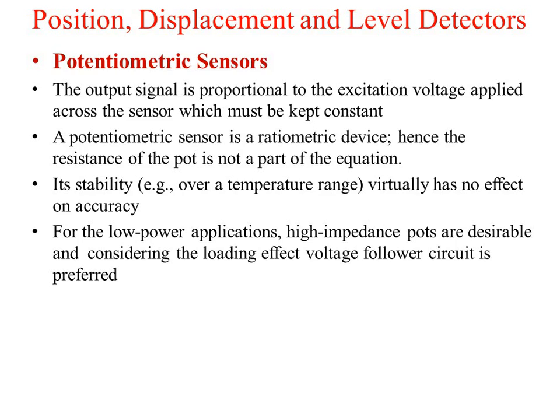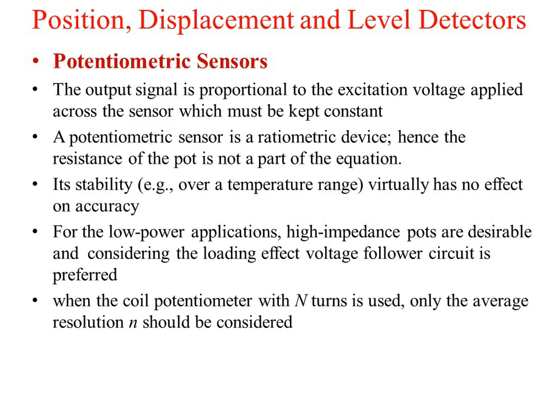For low power applications, high impedance pots are desirable. Considering the load effect of the next interfacing circuits, most of the time voltage follower circuits are used. A voltage follower means a unity gain amplifier. If you are using an operational amplifier, then you have to use it as a unity gain amplifier.